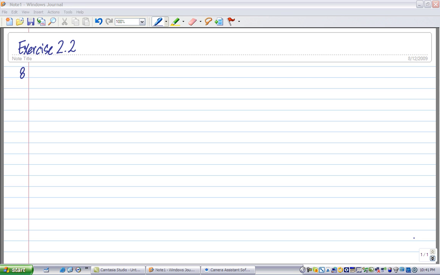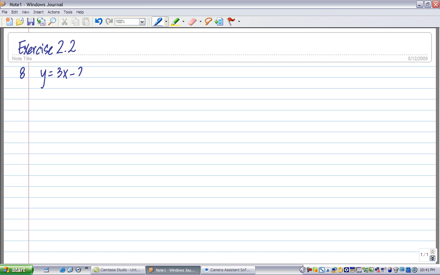Exercise 2.2, question number 8. You are given a graph of y equals 3x minus 2 to the power x plus 3, and the two roots are given in the graph that was shown to you. So you need to find a and b. How would you do this question?